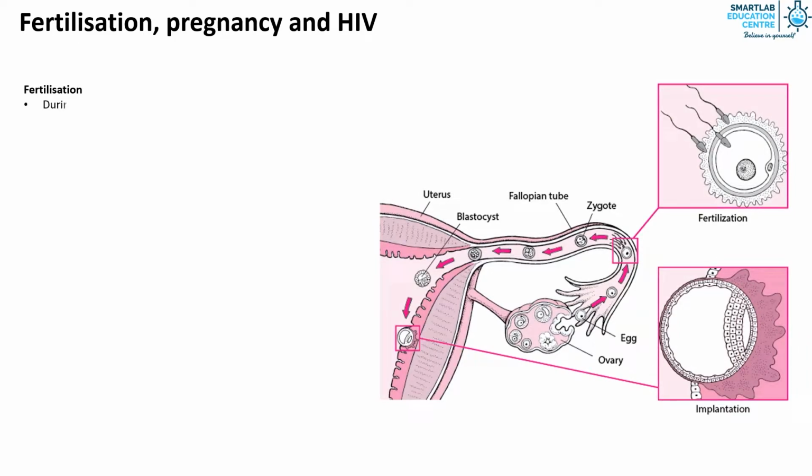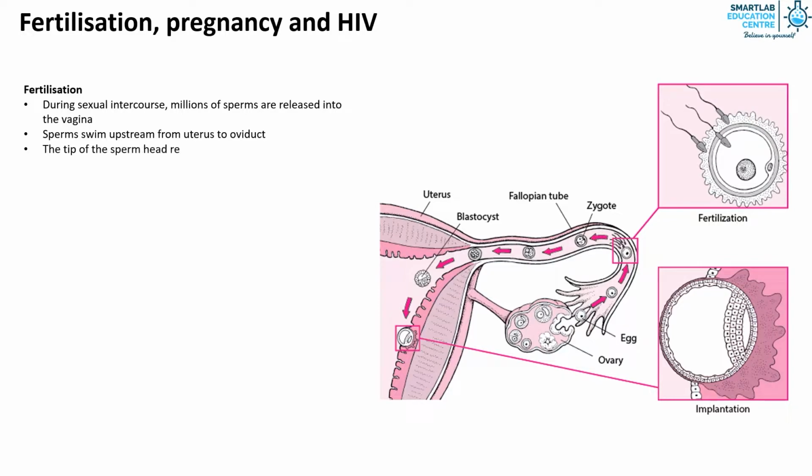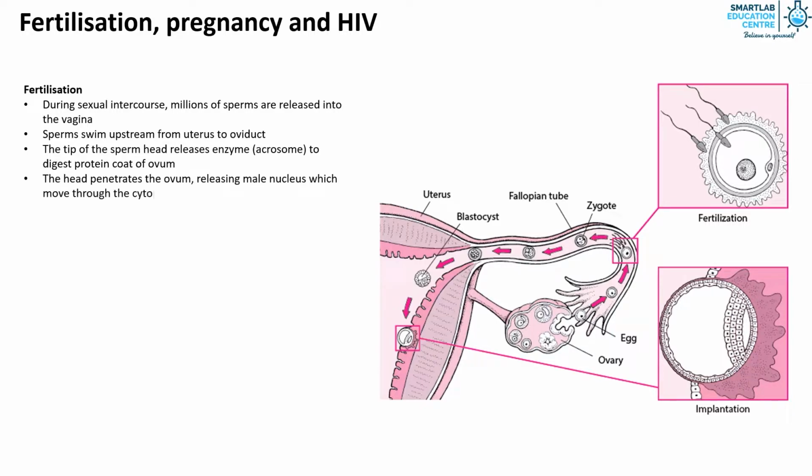How does fertilization occur? During sexual intercourse, millions of sperms are released into the vagina. The sperms swim upstream from the uterus to the oviduct. The tip of the sperm head releases an enzyme to digest the protein coat of the ovum. The head of the sperm penetrates the ovum, releasing the male nucleus, which moves through the cytoplasm and then fuses with the female nucleus to form a zygote. The rest of the sperm remains in the uterus and eventually disintegrates.